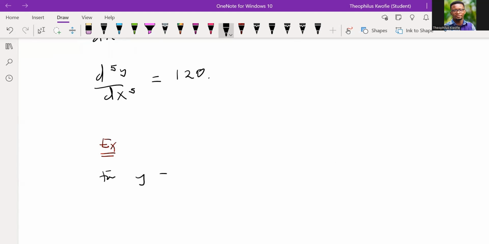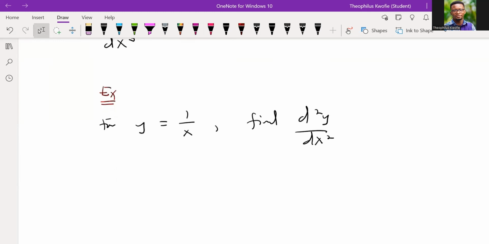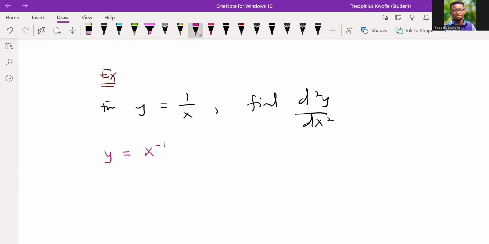All right, so let's look at this nice example also. Suppose I give you y equal to 1 over x, and I ask you to find the second derivative. What then becomes the result? Now, the easiest way for us to solve this is to first write the main function as x to the power -1, okay? When you write it like this, it's easier to solve. Now, what then becomes our first derivative? By definition, we drop the power, so that becomes -1, then we reduce the power by 1, that becomes -2, okay?